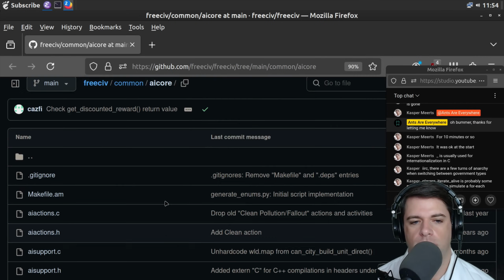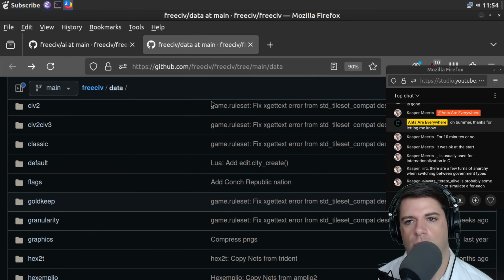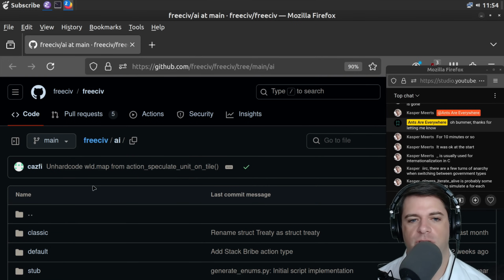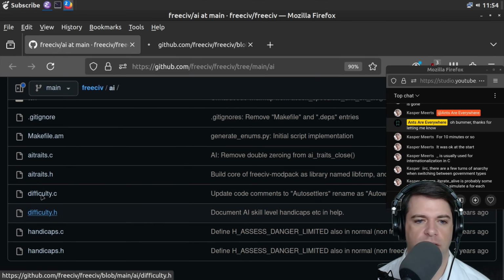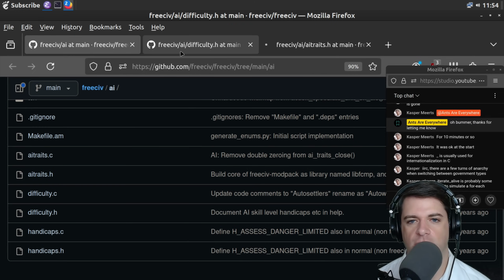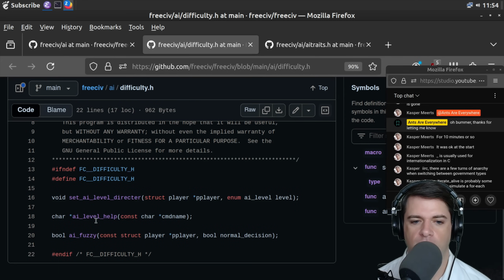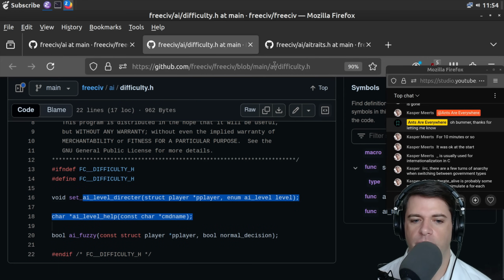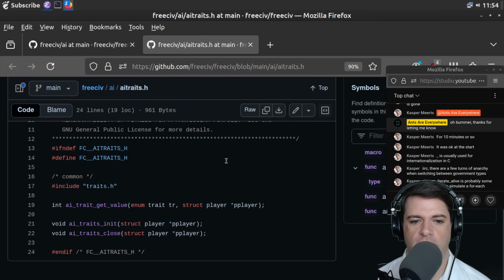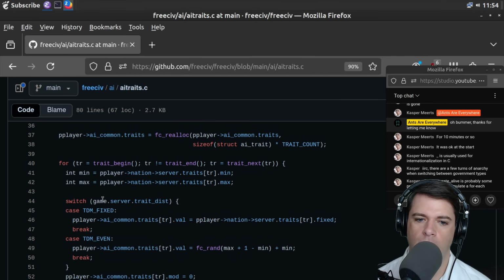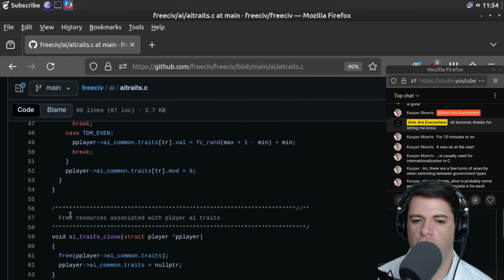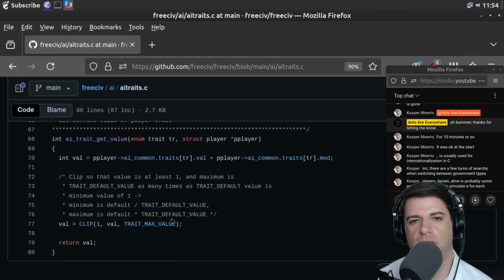AI core, and that we looked at already, and this Freeciv/AI. We have things like difficulty, handicaps, AI traits. This, I think, is more like configuration, and AI core is maybe the actual algorithms. Set level director, AI level help, AI fuzzy, AI traits, get value, etc. Here's AI traits.c. I don't know what TDM is. TDM fixed, TDM even. Free resources associated with the player AI traits. Okay, so this is kind of like metadata stuff.